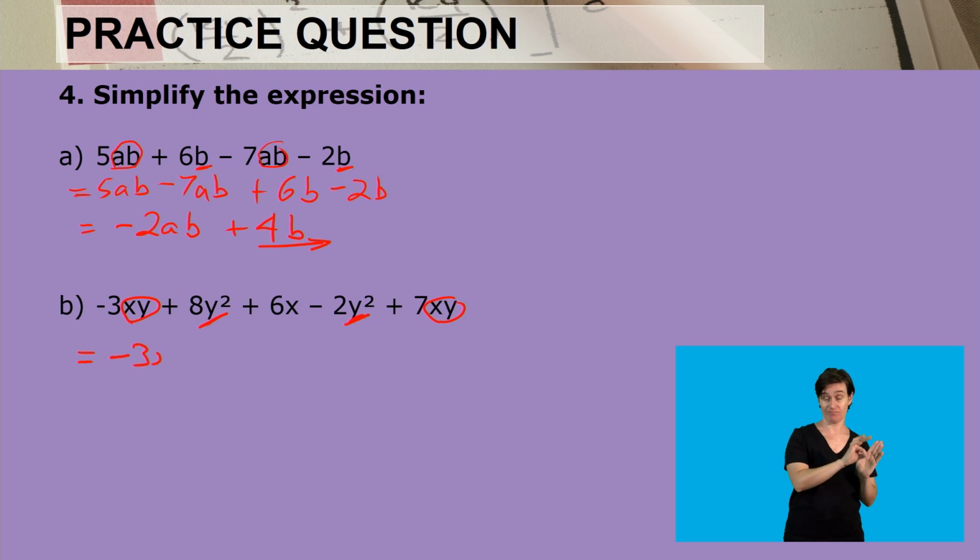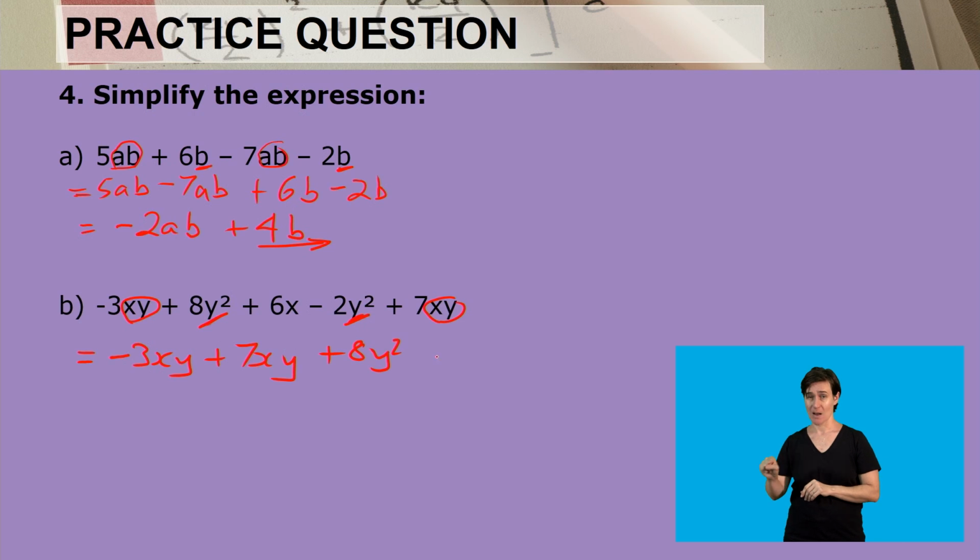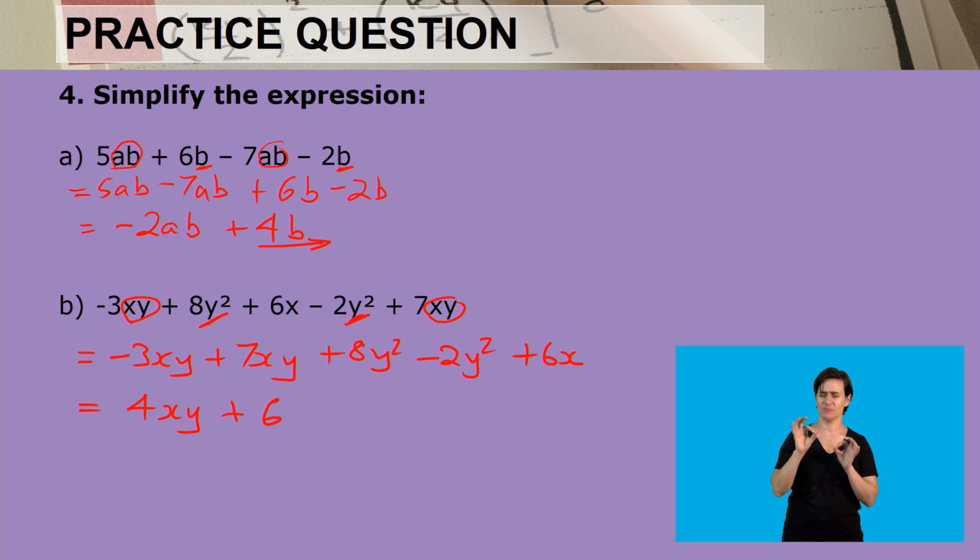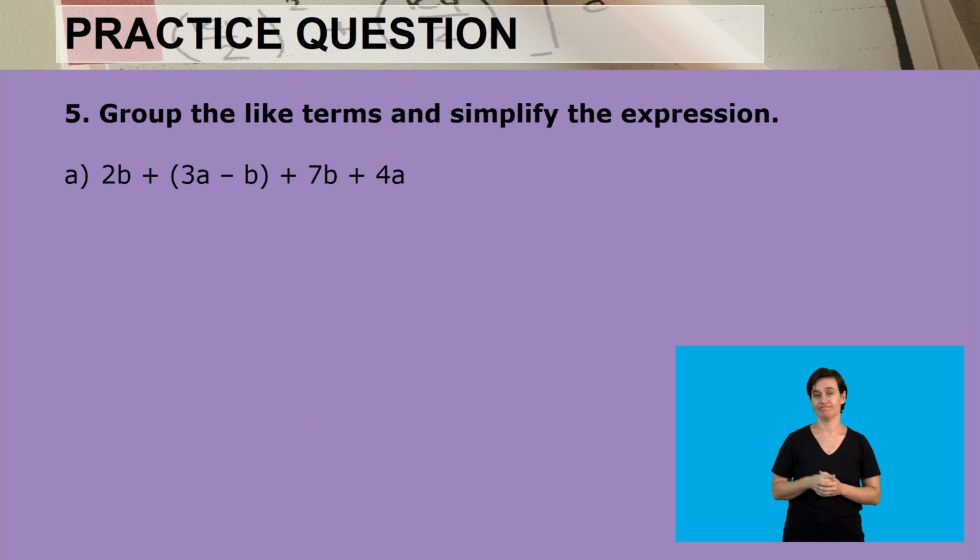Let's group the first ones. It's negative 3xy plus 7xy plus 8y squared minus 2y squared plus 6x. Negative 3 and positive 7 would give us positive 4xy. And then 8 minus 2 would give us 6y squared. Let me write that properly: 6y squared plus 6x.